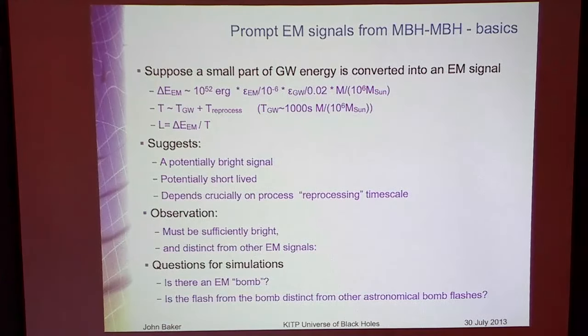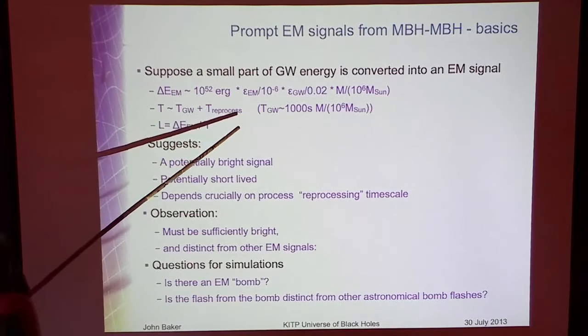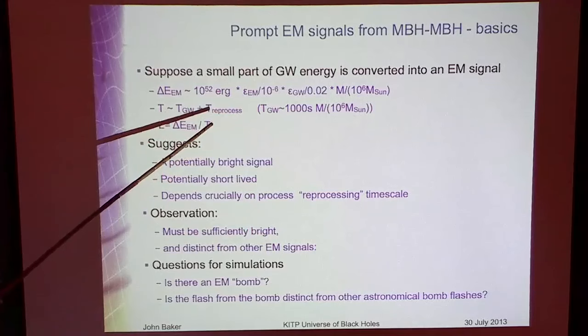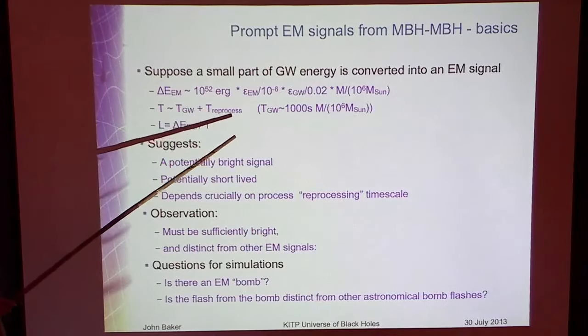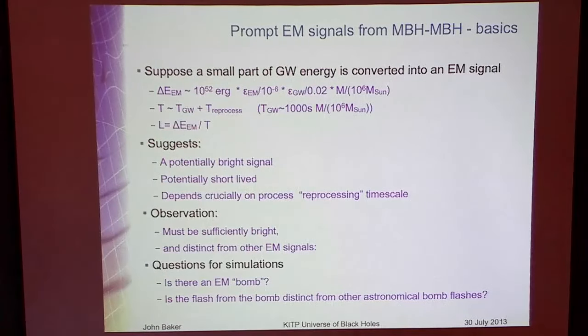But then you have the question of how much time it takes for this energy to get somehow reprocessed into an electromagnetic signal and come out. And so the gravitational wave time scale is very short, but it depends on what happens and how you generate an electromagnetic signal to get the real time scale, which is likely to be at least as long and possibly much longer. And so exactly what the result is unclear. Potentially very large, potentially very short-lived, but not clear.